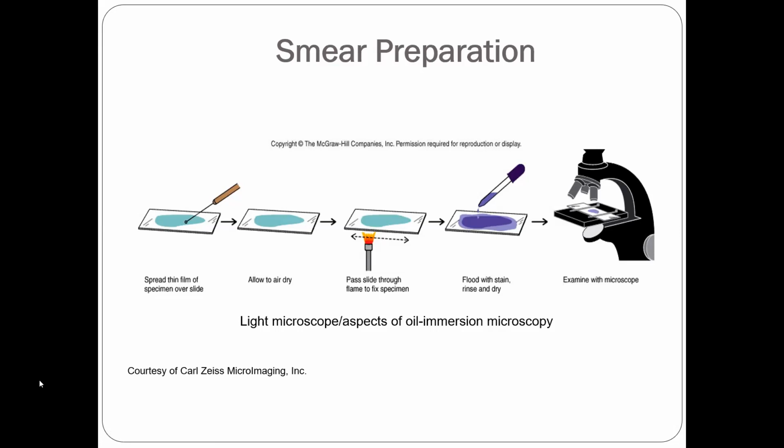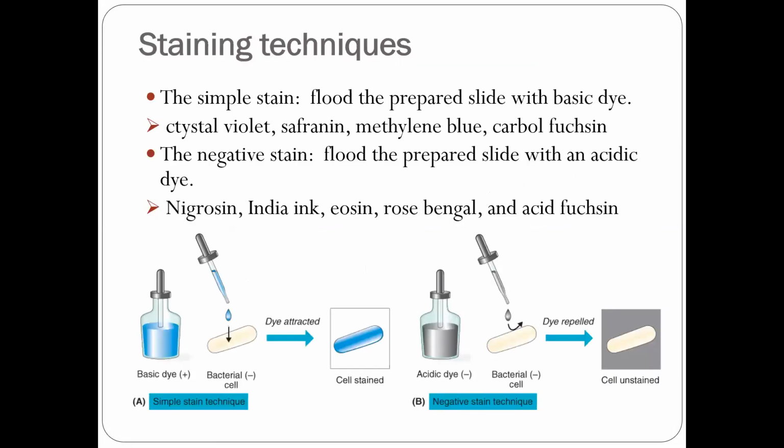The third step is we call it heat fixing, because we want to inactivate enzyme, let them stick on the surface. The last step is we do the dye, which is adding 1 drop of the dye in the middle. Then we do the observation underneath microscope. That's called the simple stain and smear preparation.